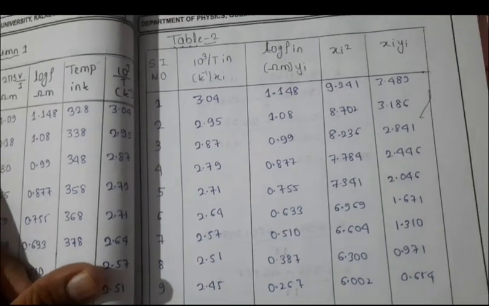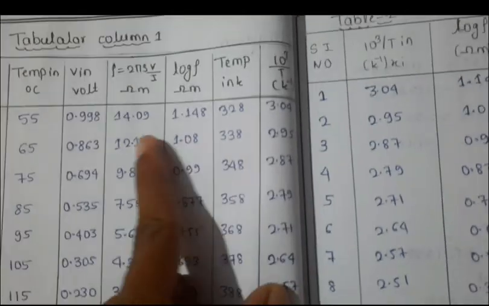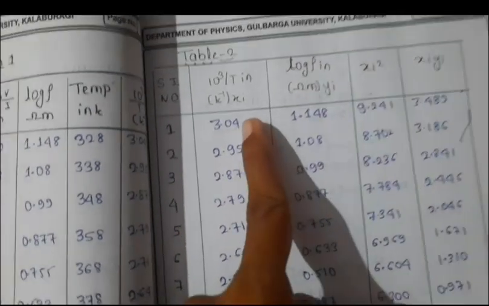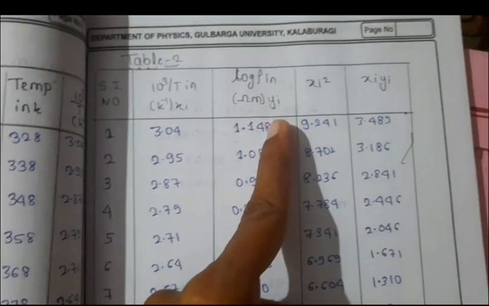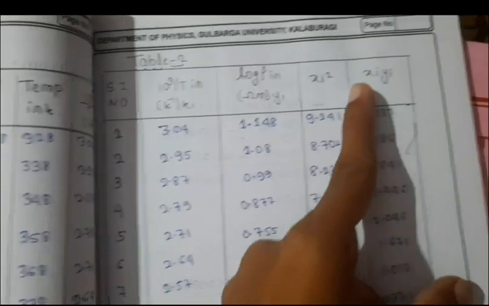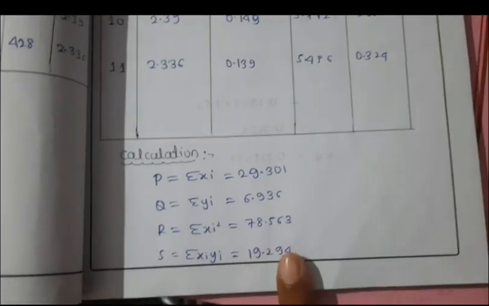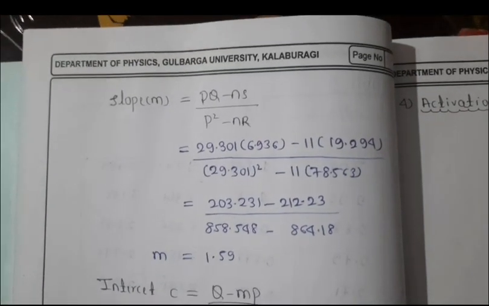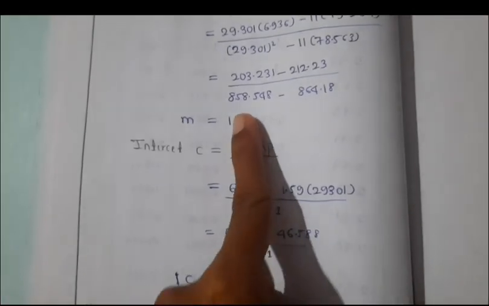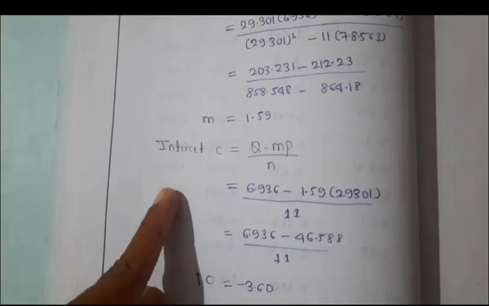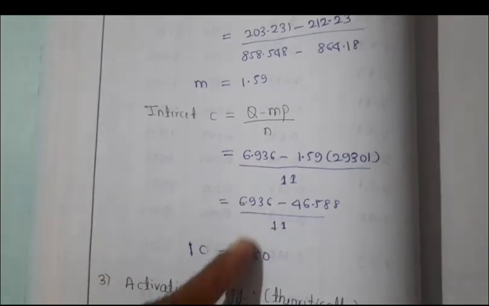For the LSF method, you have to select the temperature ratio, that is the last column, and the log of resistivity. Consider the temperature ratio as Xi and log rho as Yi, and use the LSF method with Xi square and Xi Yi. Calculate the LSF parameters P, Q, R, and then calculate the slope using these parameters. Then you will get the theoretical slope, and you can calculate the intercept using this formula. Next you can calculate the activation energy theoretically and graphically.